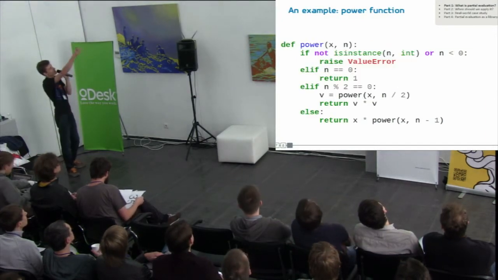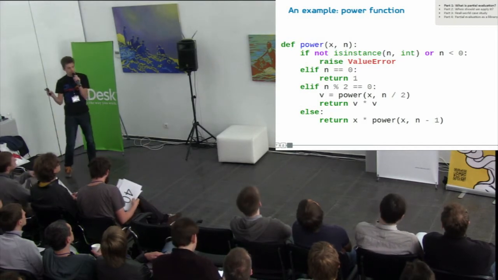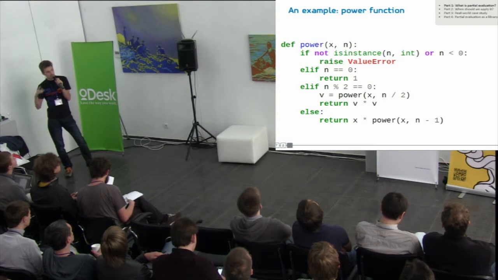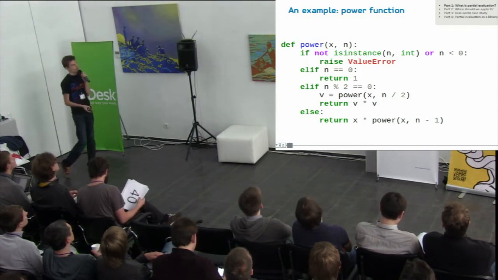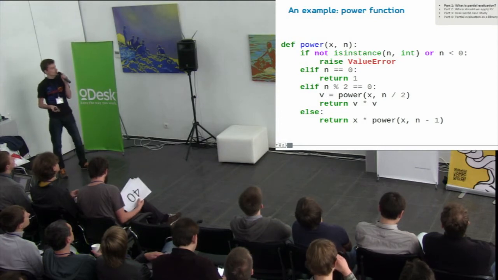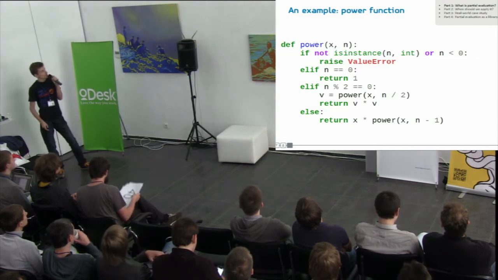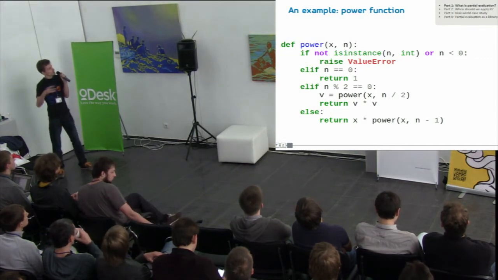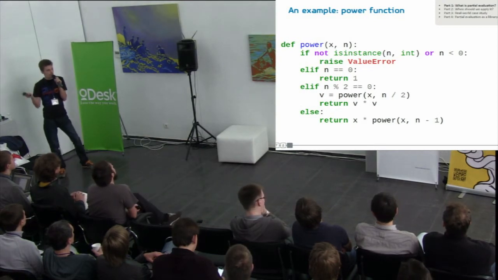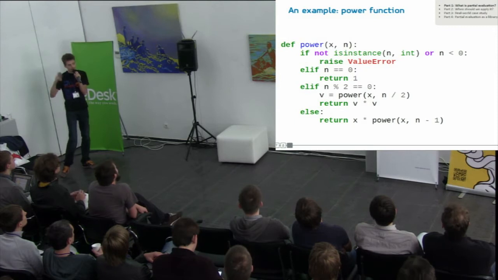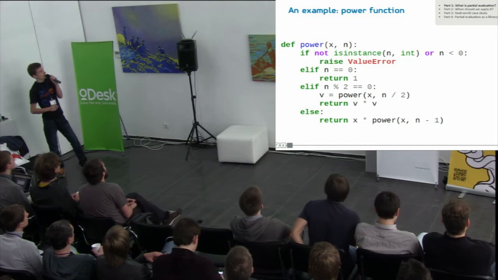So here's an example of the power function. It's a recursive function that tries to make as few multiplications as possible. It's not the best one, but it's rather simple. First, it checks if it is passed an integer and it is positive, and then it performs recursion. For example, if we need to raise to the 8th power, we can compute the 2nd, the 4th, and then the 8th power.